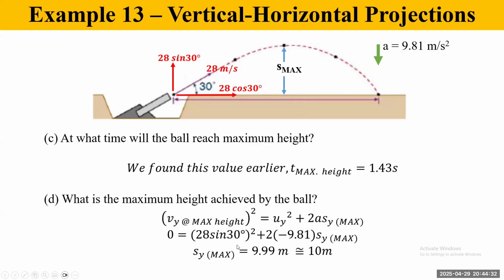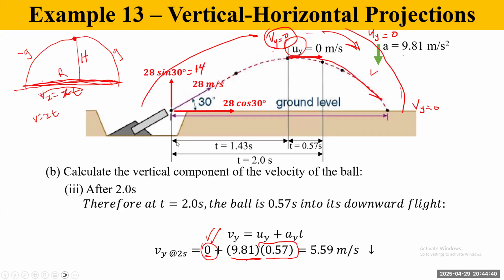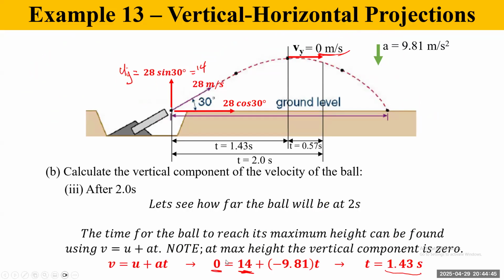It says, at what time will the ball reach maximum height? Now, we had calculated this a while ago. See it here? We had recognized from this expression that when it is at maximum height, your final velocity is 0. So you use your basic standard formula. You need to remember that the final velocity is equal to initial velocity plus acceleration times time. This is one of your very basic formulas. So you just put v equals 0.